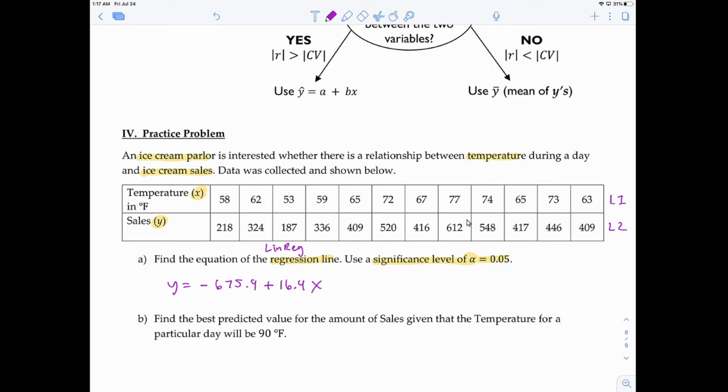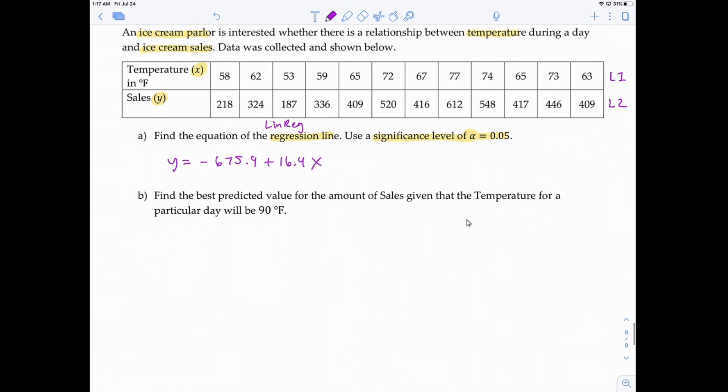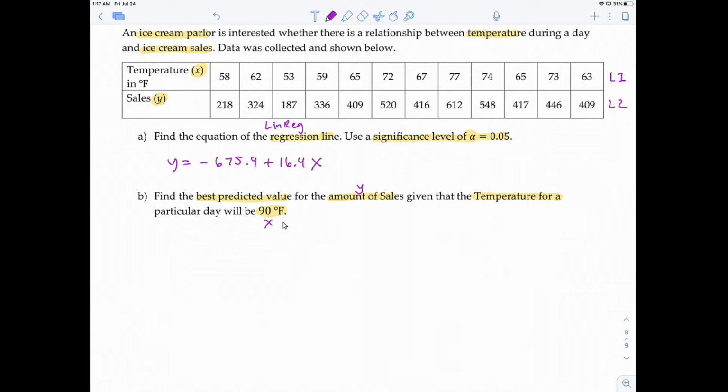All right, so question B says, find the best predicted value for the amount of cells given that the temperature for a particular day is 90 degrees Fahrenheit. So this is asking you to predict the Y value. The Y value is the cells, given that the temperature, which is our X, is 90 degrees. So we want to predict, essentially, when X equals 90, what is Y? Again, Y is the cells.